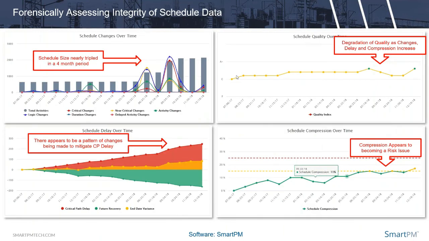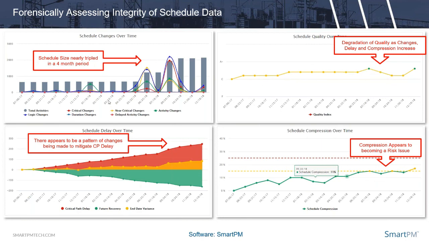Again, here are those same 4 graphs where we're looking at changes. We see that, wow, we had about 600 activities for most of the job, but then all of a sudden we doubled that and we added another 600 again. We added all sorts of changes in this period. And that actually happened right around the time where quality started degrading a little bit.